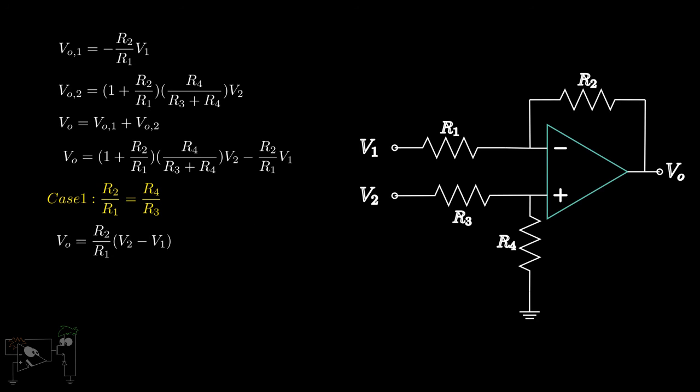That leaves us with R2 upon R1, into V2 minus V1. This gives us subtraction with a gain. Further, if we choose the same value for R1 and R2, we are just left with V2 minus V1, the straight difference between the two inputs. Thus, using an op-amp we have created a subtractor circuit.